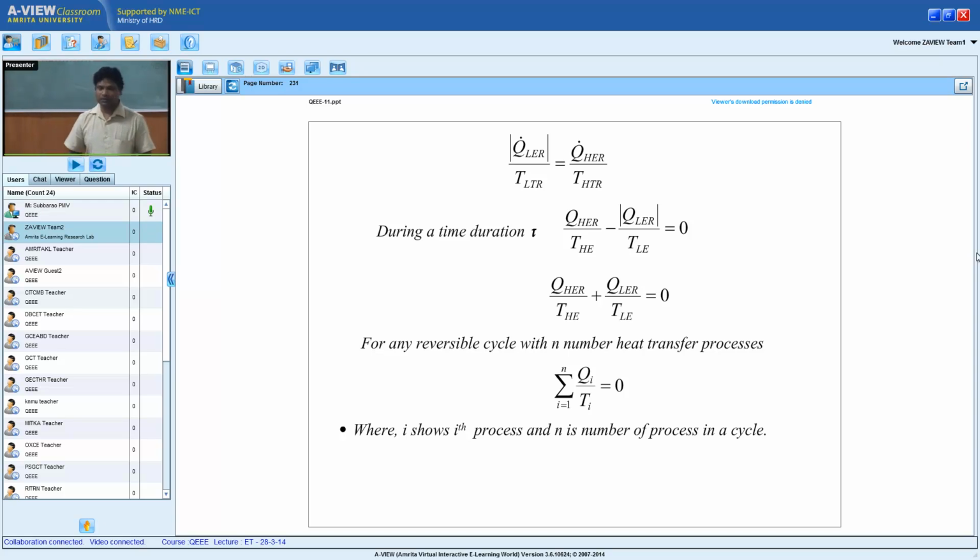Here i shows the ith process and n is the number of processes in a cycle. Because it is a cycle, but q is a path function that depends on the process, isn't it? From 1 to 2, the q is the effect of the entire process from 1 to 2. For this 1 to 2 I have one temperature. 2 to 3 is another heat transfer. For this entire 2 to 3 there is another temperature. 3 to 4, I am not saying 1 to 2, 2 to 3, 3 to 4 must be at the same temperature, that is not required at all.